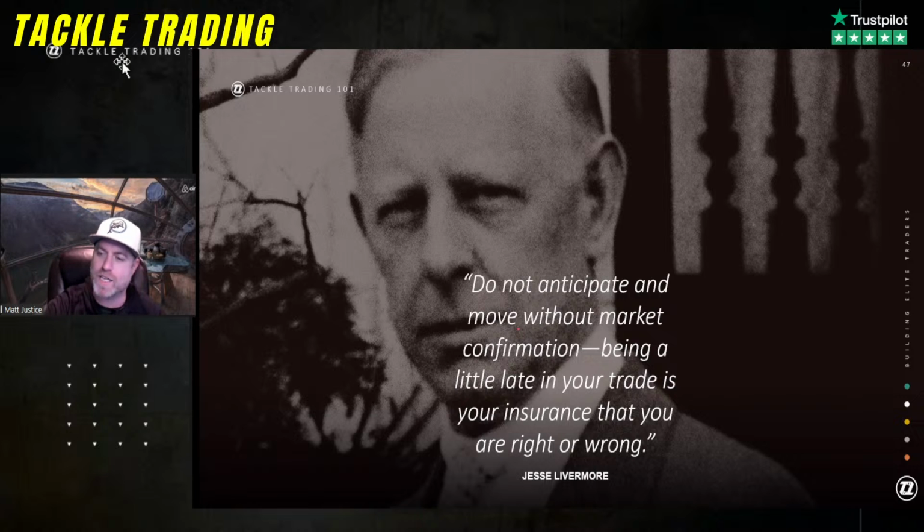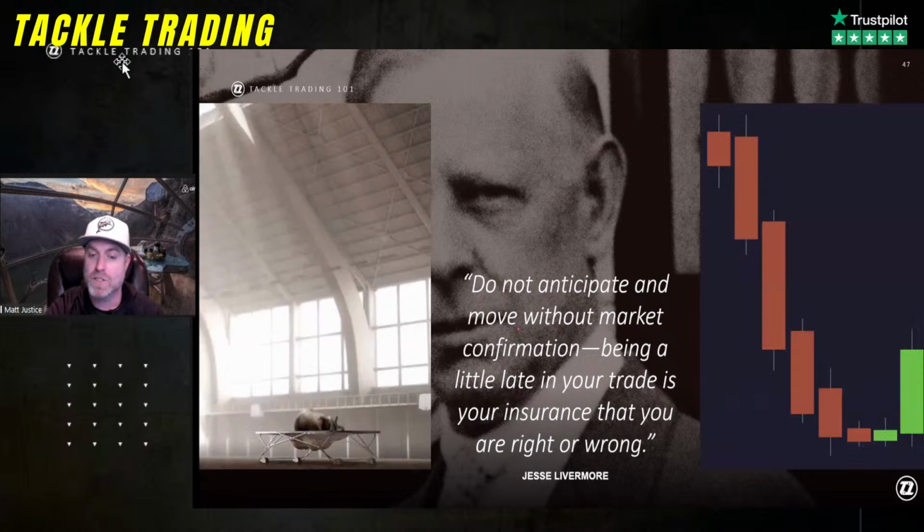That's a way of Coach Frank saying, wait for the confirmation. Because you're paying a little bit of insurance. Yeah, if you have to buy XYZ stock 30 cents above where you wanted to, that's one thing. But it's also the insurance that you are right, that the market thought you were right, that you are not going against the marketplace. So do not anticipate a move without market direction.